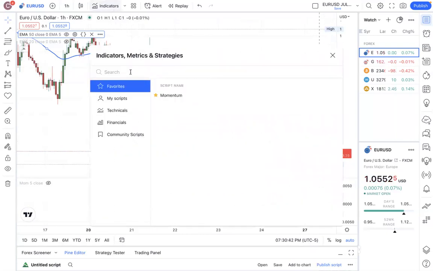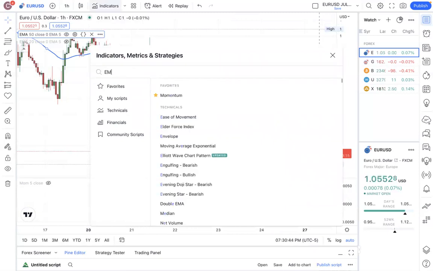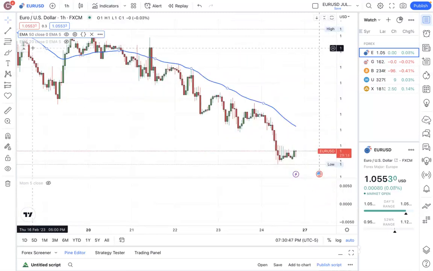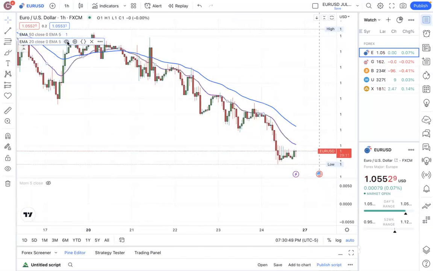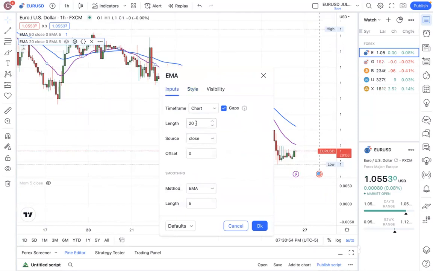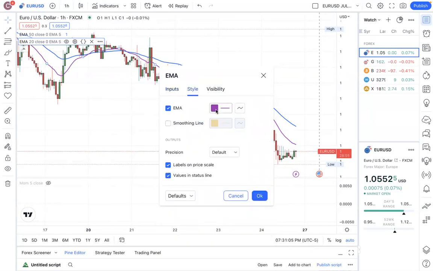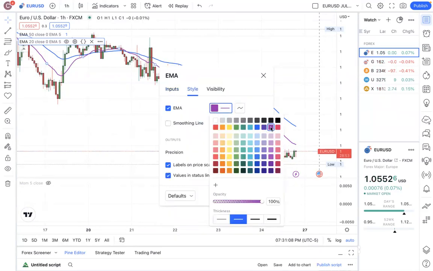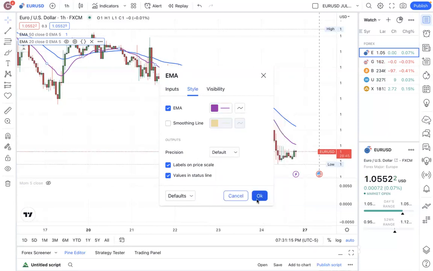Now you're going to go ahead and do the same thing. You want to add a second EMA, right? But this time, you want to still go into your settings, but this time, the only thing you're changing is the length to 20. The method to EMA. The style to purple. And you want to change it to the second thickness. And then we want to click OK.